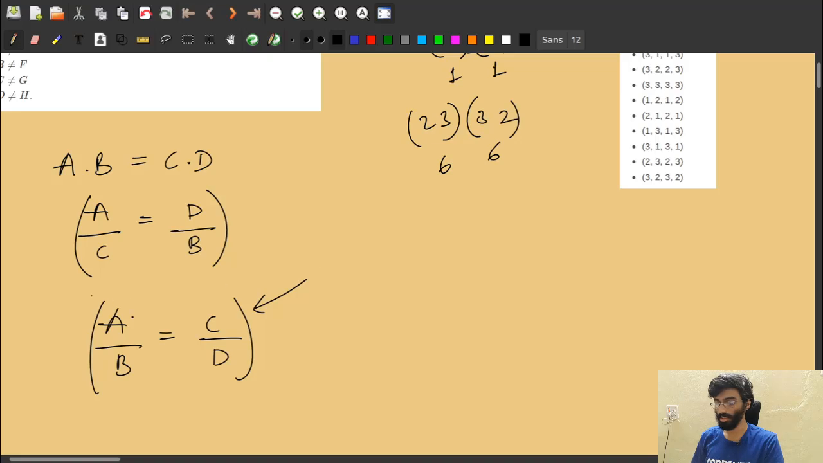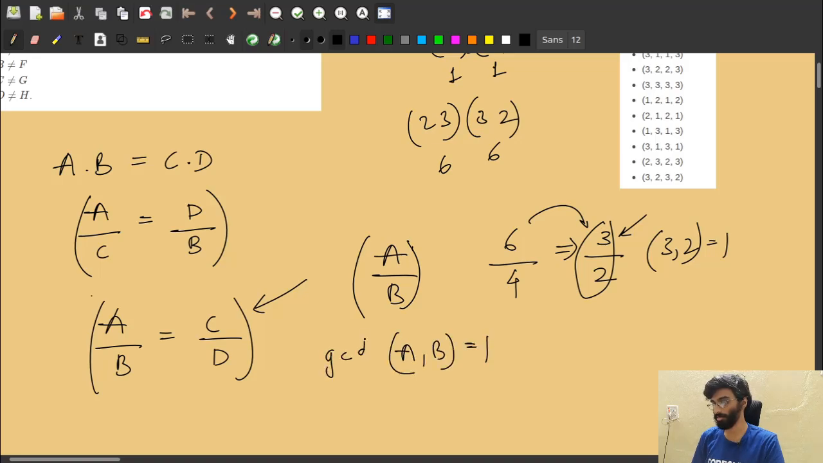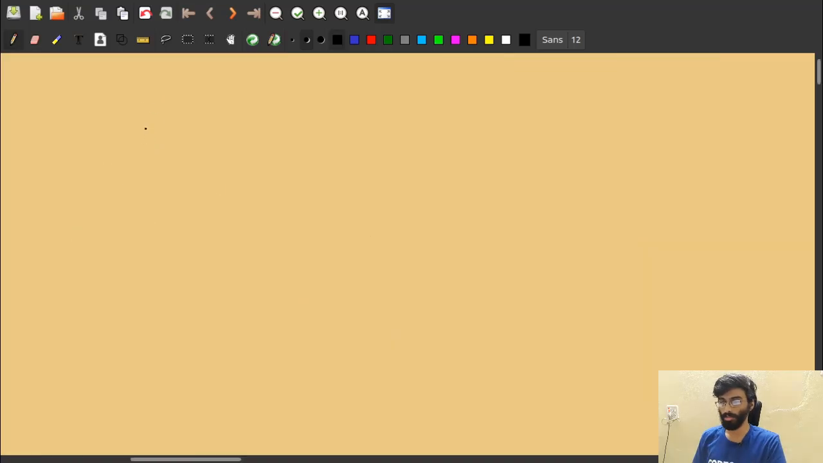The condition is that every a/b can be reduced to irreducible form. For example, if a is 6 and b is 4, this can be reduced to 3/2, and this is the smallest irreducible form, because the GCD of 3 and 2 is 1. So we can reduce a/b until the GCD of a and b becomes 1. So a/b equals c/d.